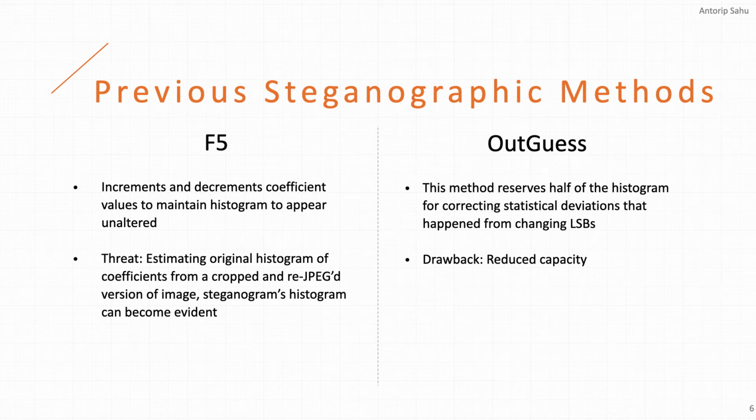Outguess is the second steganographic method. Outguess preserves marginal statistics by correcting the global coefficients. Outguess reserves half of the coefficients for the purpose of correcting the statistical deviations caused by the changes in the least significant bits in the other half. However, because of this, capacity is reduced.